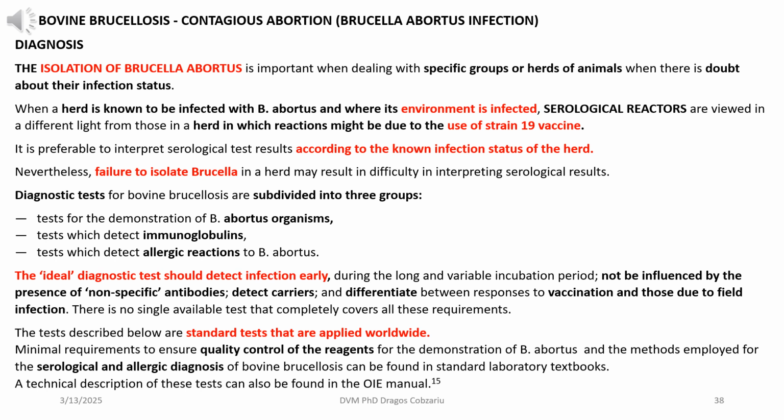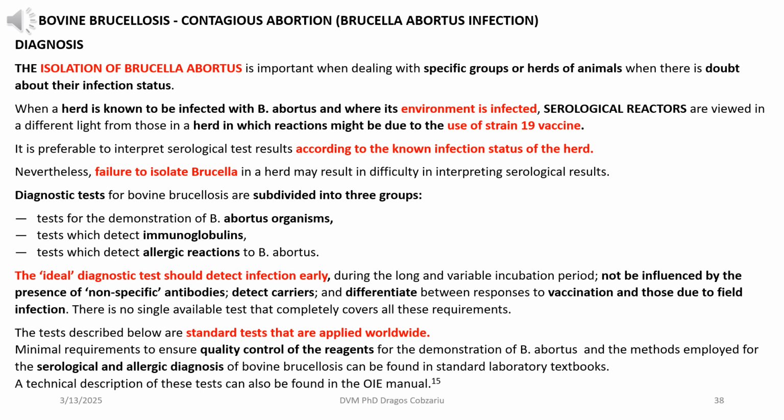Diagnostic tests for bovine brucellosis are subdivided into 3 groups. Tests for the demonstration of B. abortus organisms. Tests which detect immunoglobulins. Tests which detect allergic reactions to B. abortus.